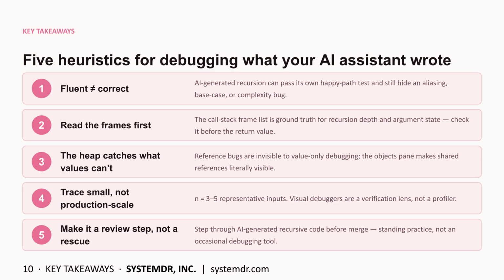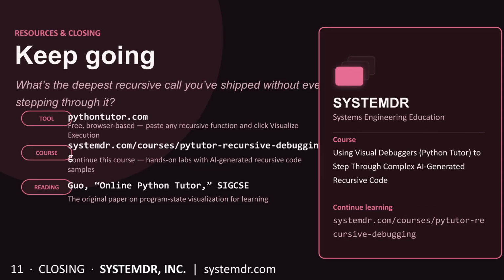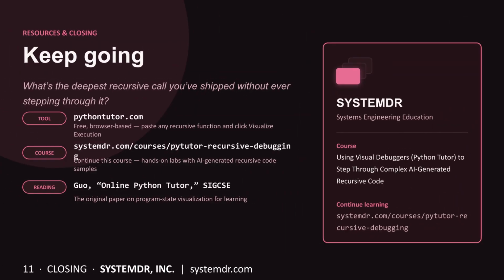4. Trace small, not production scale. 3 to 5 representative inputs. Visual debuggers are a verification lens, not a profiler. And 5, probably the most important cultural shift, make this a review step, not a rescue. Step through AI-generated recursive code before you merge it, as a standing practice, not something you only reach for once something's already broken. Let's close with where to go next, and the same question we opened with, reframed as something you can actually act on.